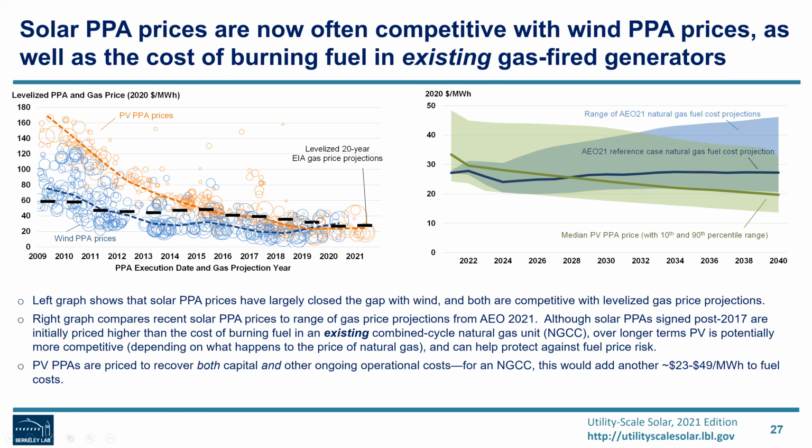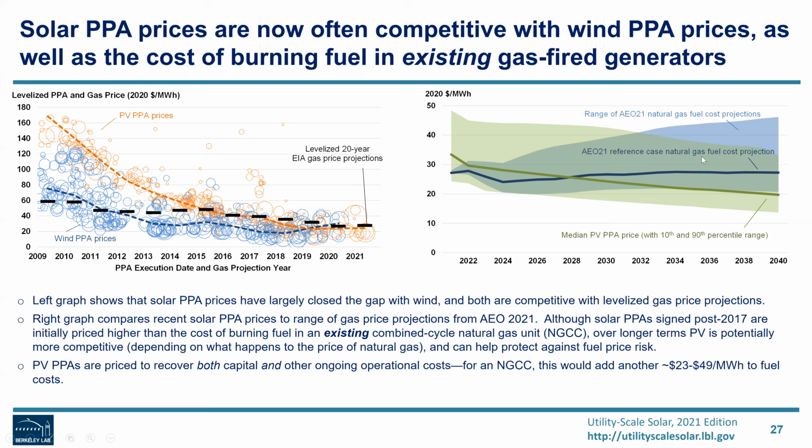These black dashes represent the levelized gas price projections from the Energy Information Administration at each specific point in time. And really the point of including those in this graph is simply to demonstrate that wind and solar PPA prices are currently pretty competitive with even just the cost of burning natural gas in existing combined cycle generators. So in other words, not even considering the upfront capital cost to build those gas-fired generators, wind and solar can still pretty much compete with fuel prices.